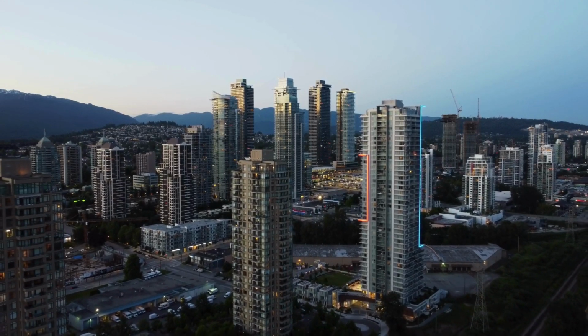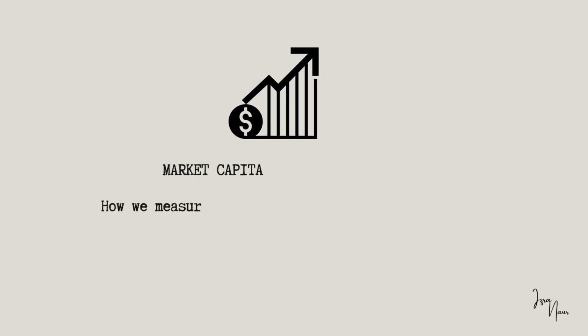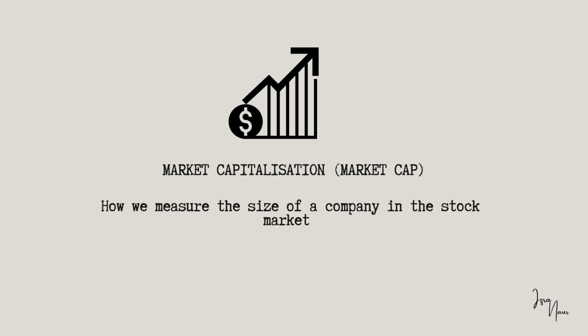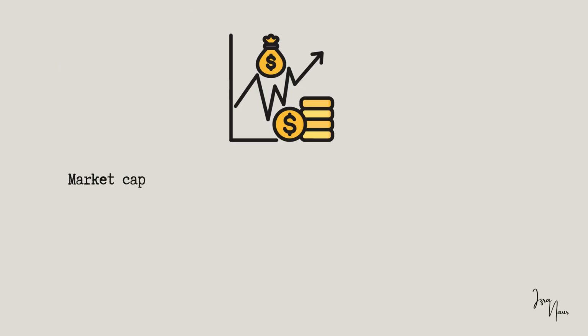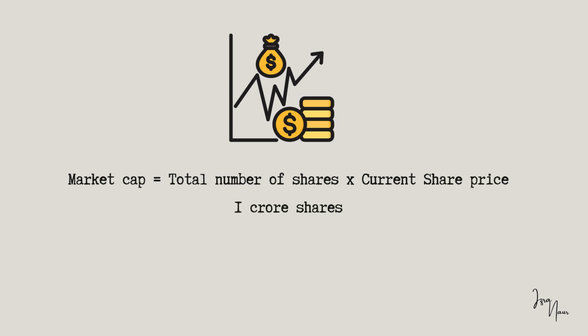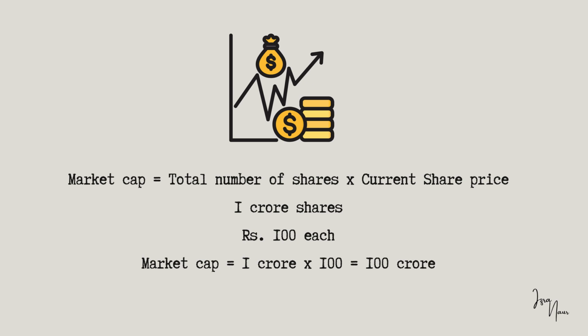Ever heard of terms like large cap or small cap companies? That's where market capitalization comes in. Market capitalization, or market cap, is how we measure the size of a company in the stock market. It's calculated using this simple formula: market cap equals total number of shares multiplied by current share price. Imagine a company has 1 crore shares and each share is worth 100 rupees. So market cap equals 1 crore times 100 rupees, which equals 100 crore rupees. So the company's market value is rupees 100 crore.